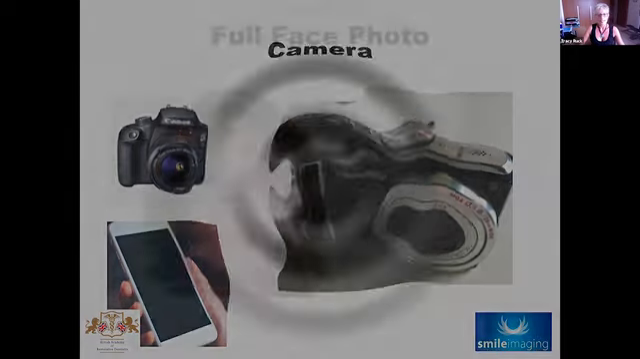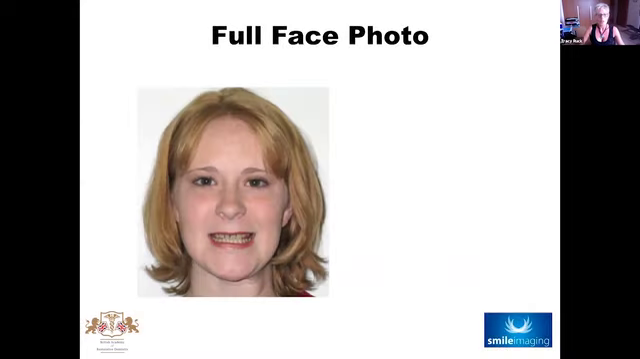Okay, so let's look at what type of photo is required for imaging. So this is a photo of Jan here. This is a full headshot photo, as you can see. So just above the top of the head to below the chin there, eyes wide open, big smiley face, and a clear background behind. And this is all you need for imaging. This is the perfect shot, okay?